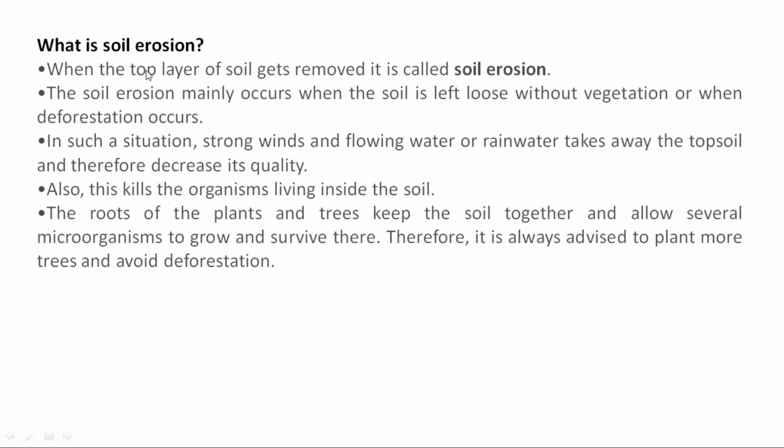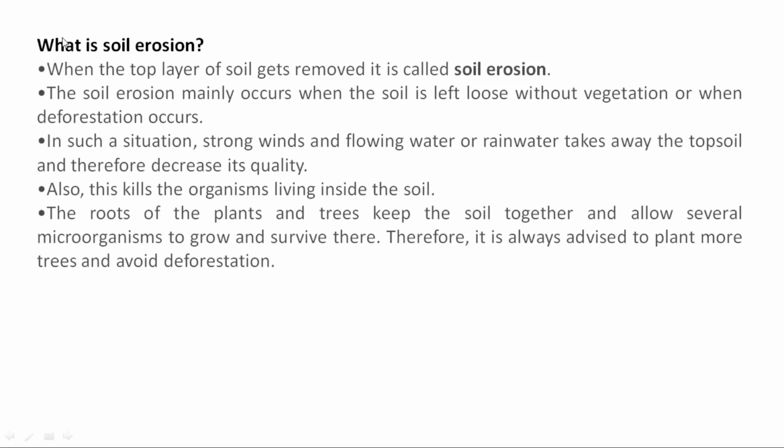So next we'll see about soil erosion. Soil erosion means what? Removal of the top layer of soil. When the top layer of soil gets removed, it is soil erosion. And why does it matter when we have a lower layer of soil below?